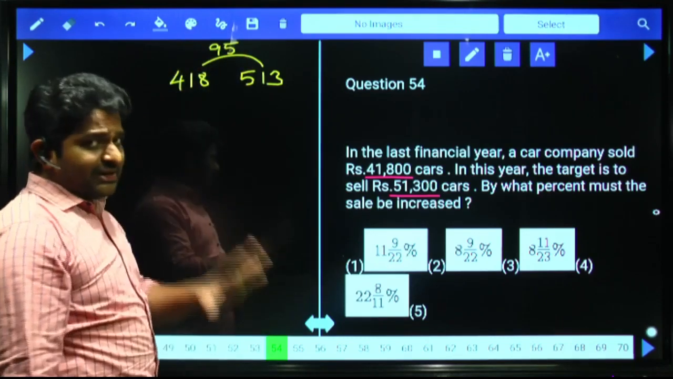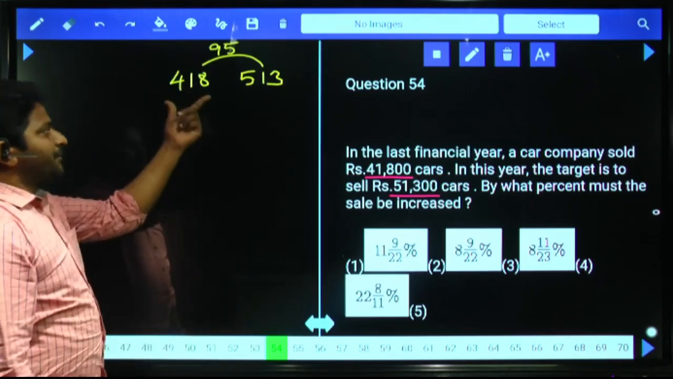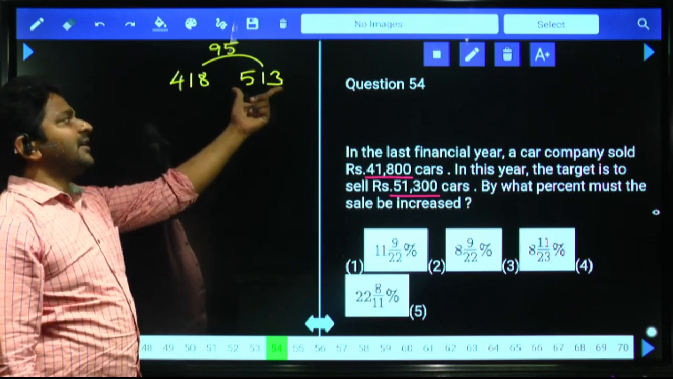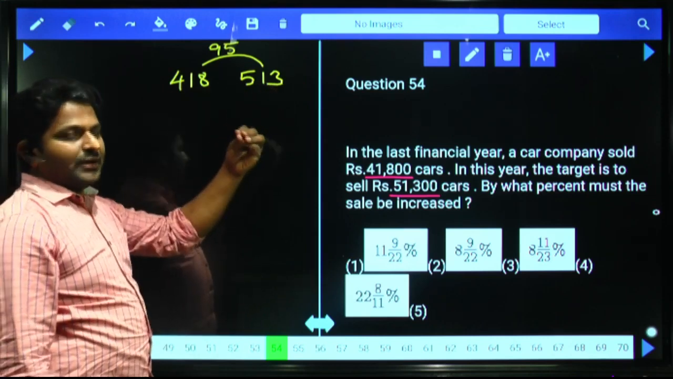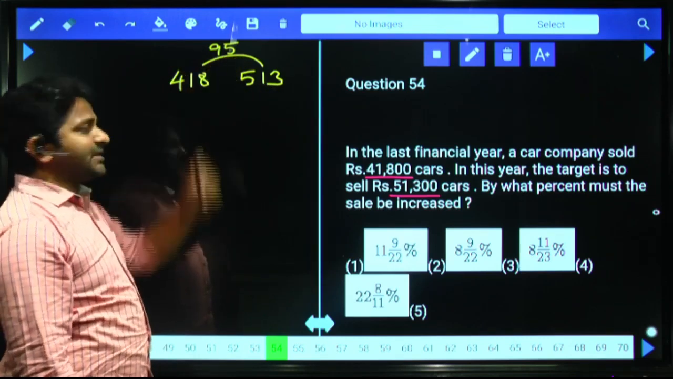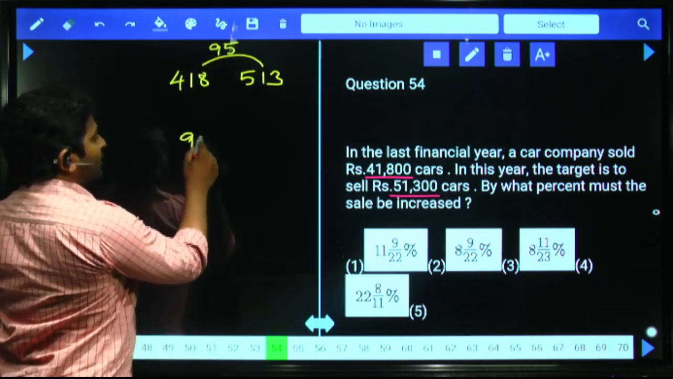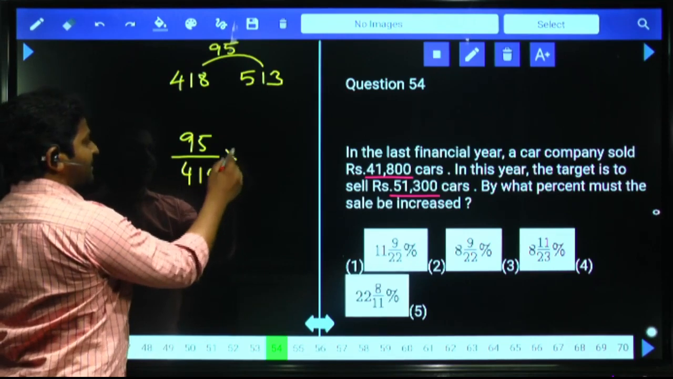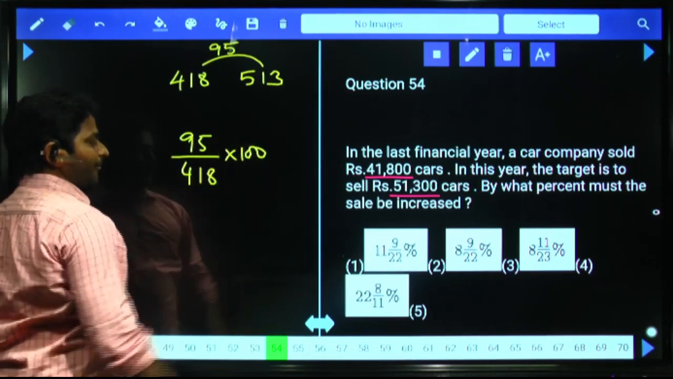So simplification easy ga ela cheyali anante, suppose దీనికి 100 యాడ్ చేద్దాం. 100 యాడ్ చేస్తే 518 రావాలి. కానీ 518 కంటే ఎంత తక్కువ ఉంది? 5 తక్కువ ఉంది. సో మనం 100 కి 5 తగ్గిస్తున్నాం. That is 95. So we have to make it 95 from 418, percentages into 100.